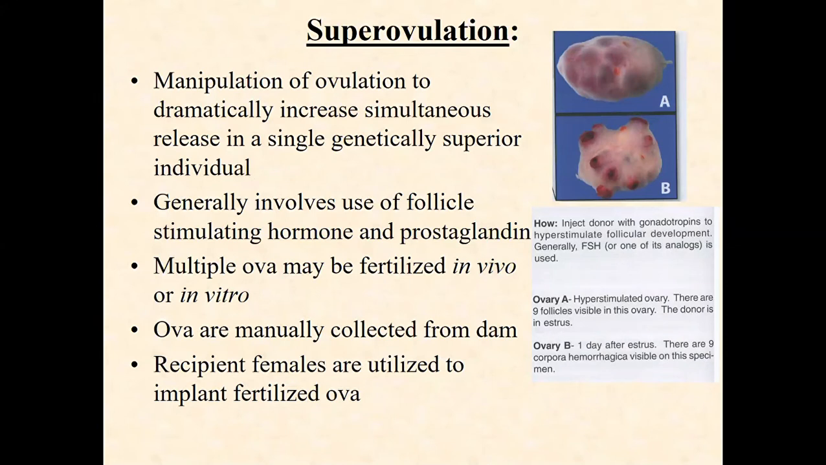Now, superovulation, manipulation of ovulation to dramatically increase egg release in a single genetically superior individual. It generally involves use of follicle stimulating hormone and prostaglandin. Multiple ova may be fertilized in vivo or in vitro. Ova are manually collected from the dam. Recipient females are utilized to implant fertilized ova.